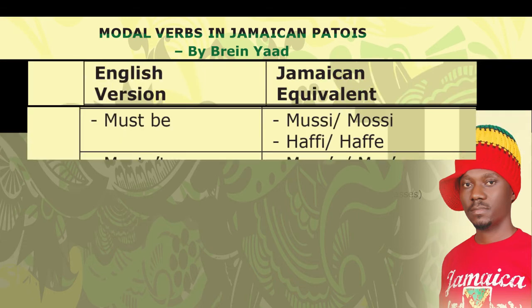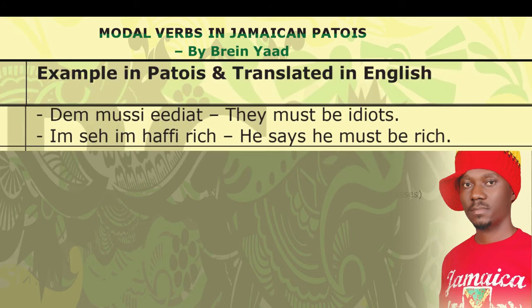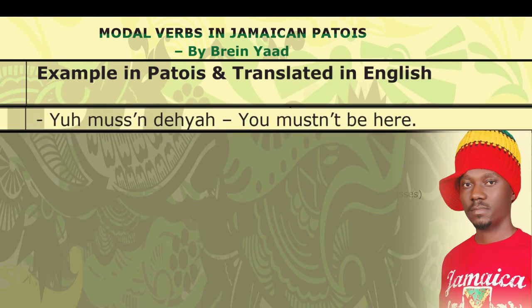Good. How do you say must not or mustn't? You simply say "mustn't". "You mustn't there." Meaning you must not be there, or you mustn't be here. "There" means "here".